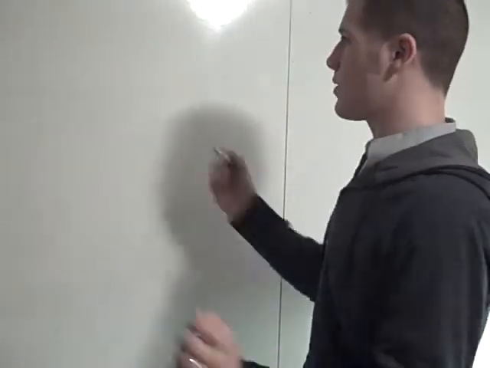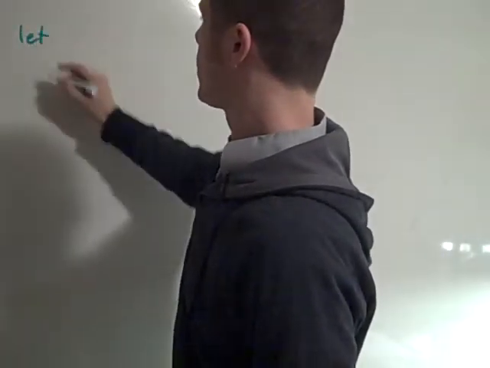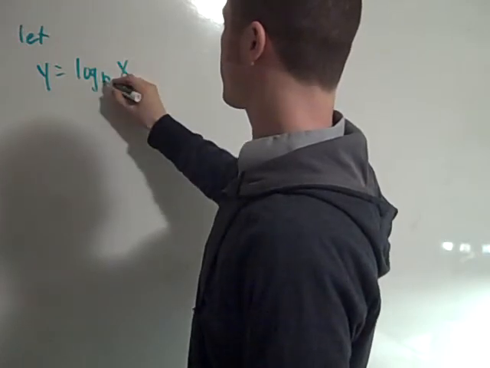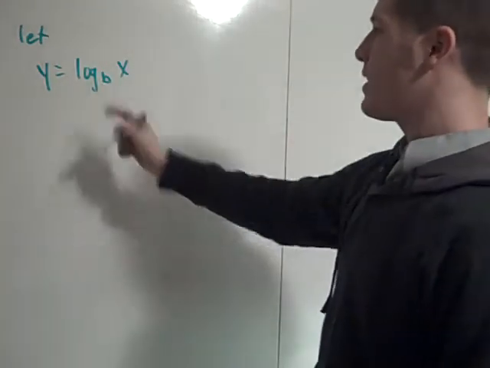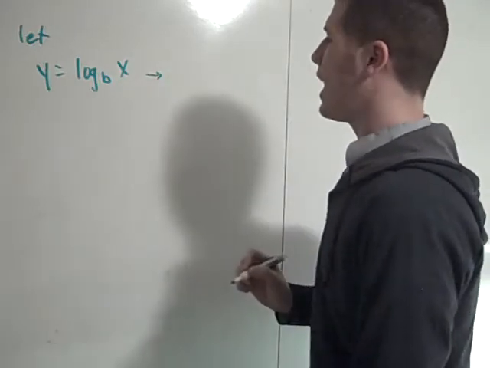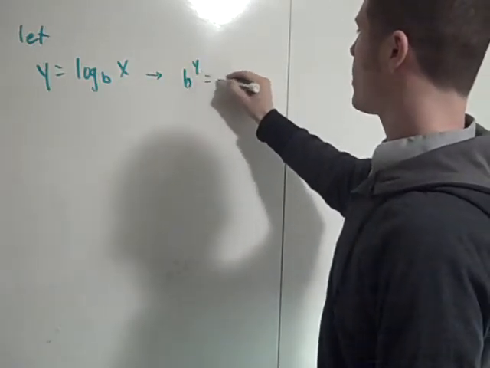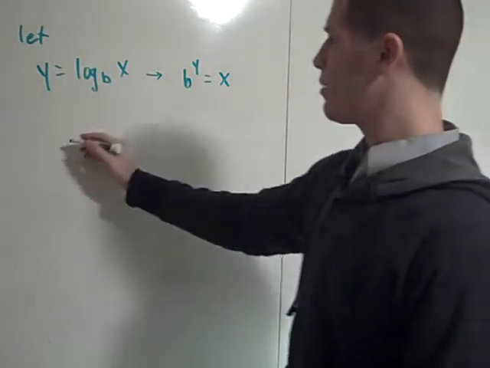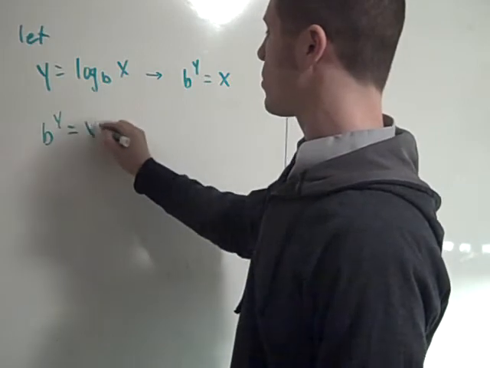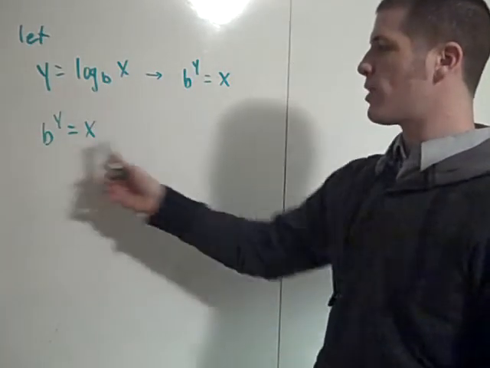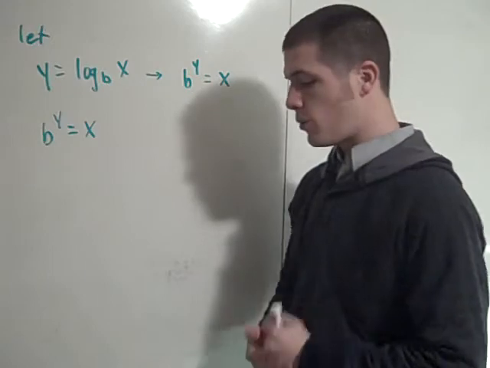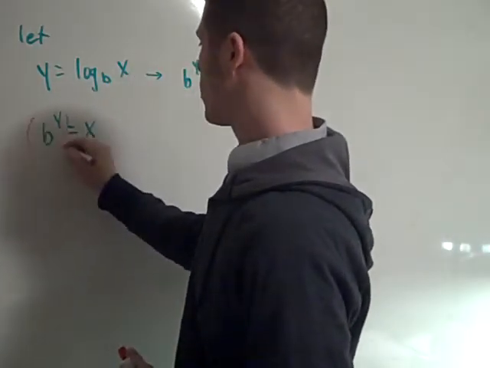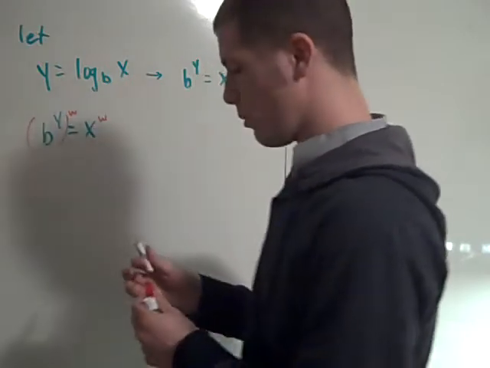And let's just make this statement. So let y equal the log base b of x. If y is equal to the log base b of x, this implies that b to the y is equal to x. So let's take this equation, b to the y equals x, and let's raise both sides of this equation to the w-th power. So raise both sides to the power of w. This side to w and this side to w.